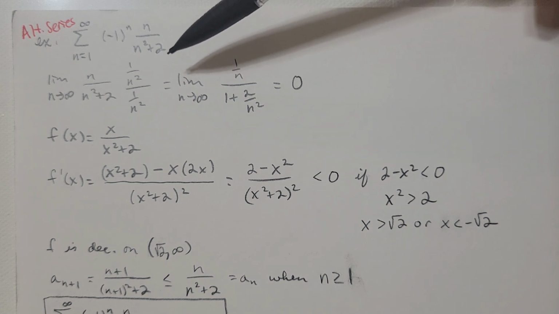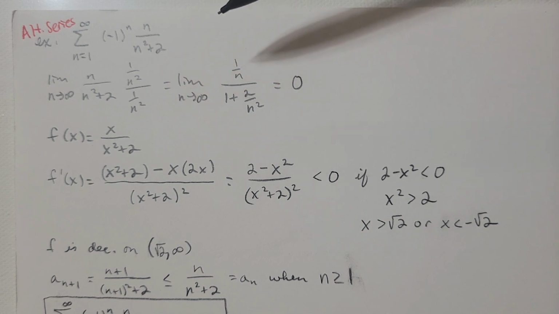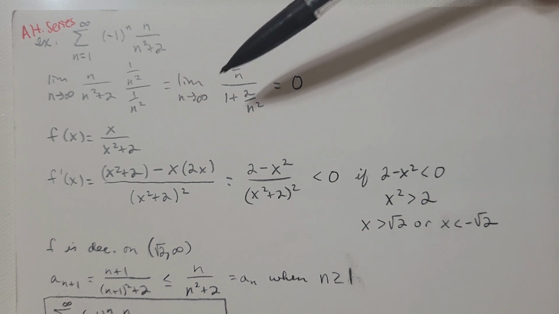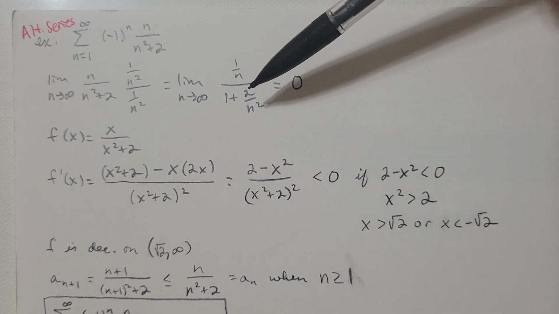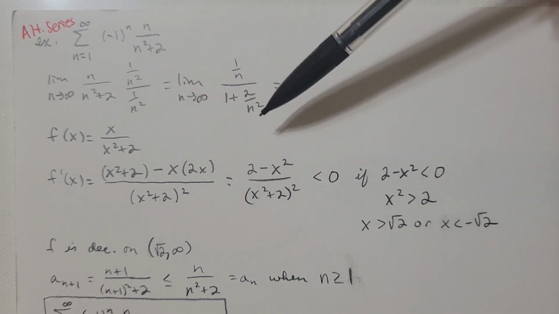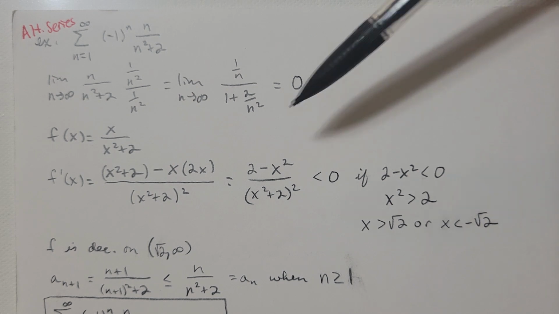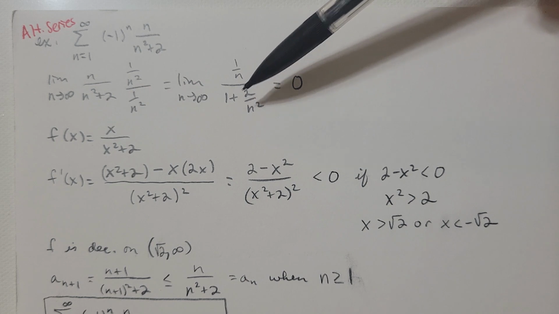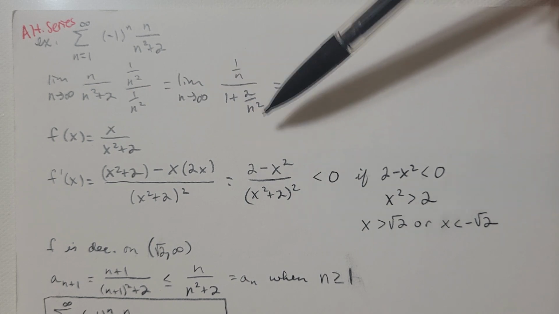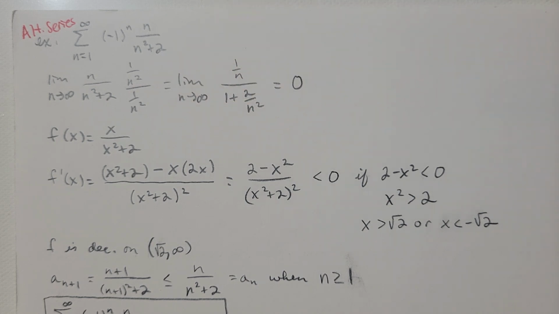Let's see, we can use L'Hopital's rule, or if I just multiply the top and bottom by 1 over n squared, then I have the limit as n approaches infinity of 1 over n divided by 1 plus 2 over n squared. And as n is approaching infinity, we get 0 divided by 1, that's 0. Of course, I want to make sure I'm not dividing by 0 here. So that's condition 1. Condition 2 says that the terms are decreasing.